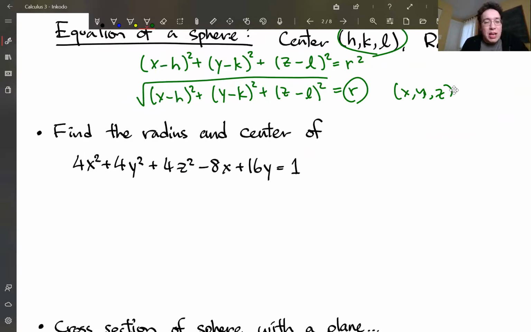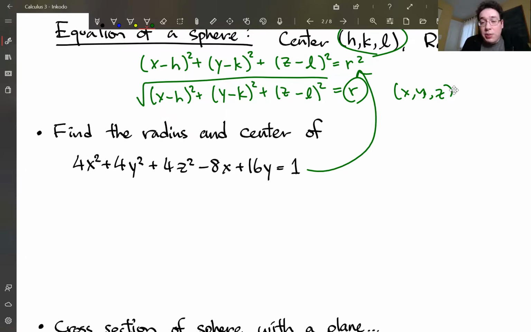So let's say this equation is given. Find the radius and the center of this equation: 4x squared plus 4y squared plus 4z squared minus 8x plus 16y equals 1. This does not look like the equation of a sphere that's given earlier, but we can try to do some algebra to make it look like one.